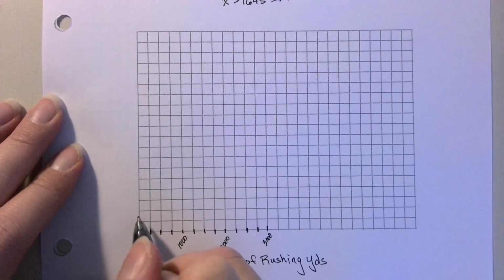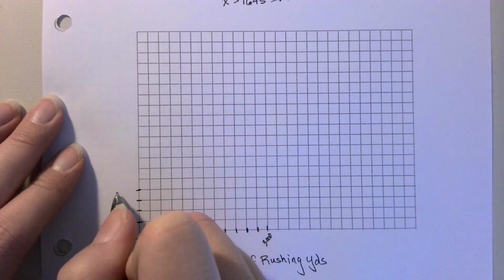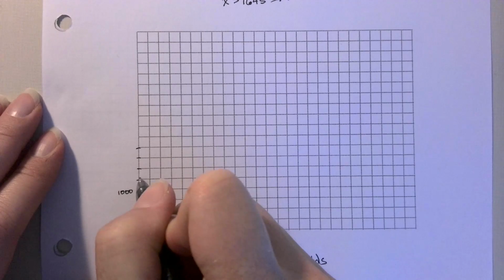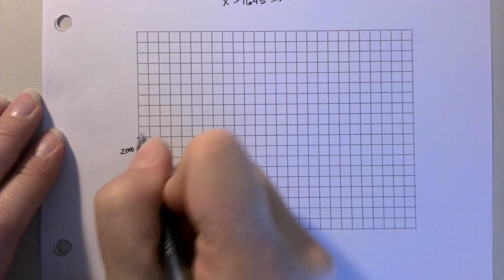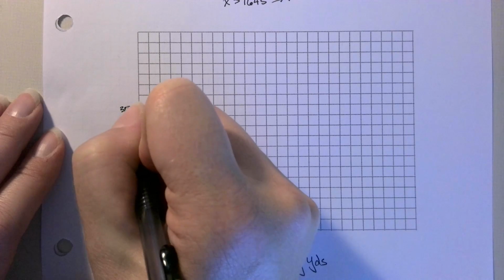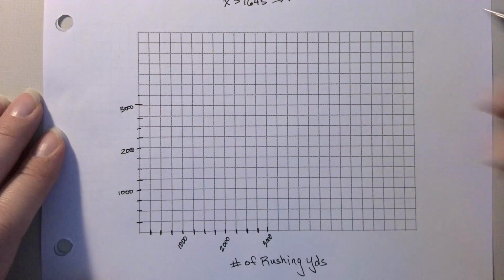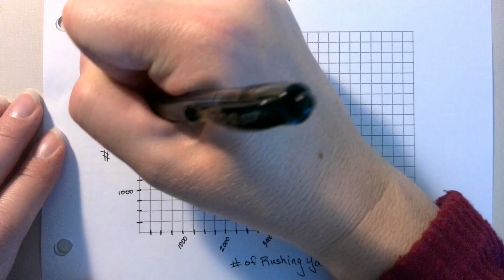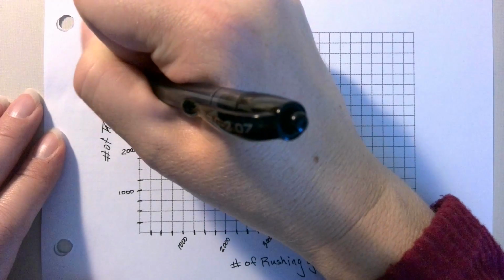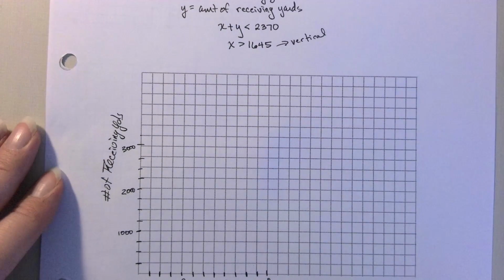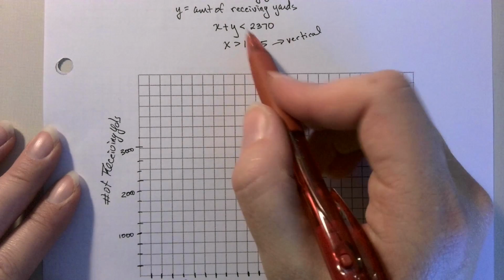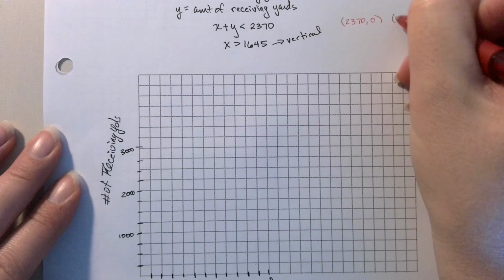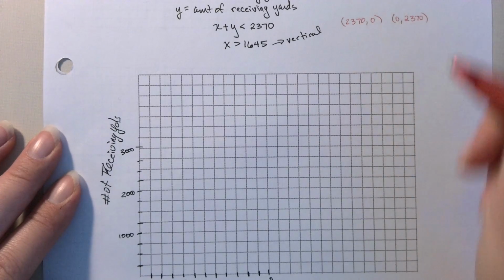And I did the same scale over here in case I wanted to use my rise over run. Here's the 1,000, 250, 500, 750, so 1, 2, 3, there's my 2,000, and there is my 3,000. Oh, and I can stop there. And this is the amount of receiving yards. Okay, so I'm going to go ahead and get my graph going. So using my X and Y intercepts of (2370, 0) and (0, 2370), I am definitely estimating.